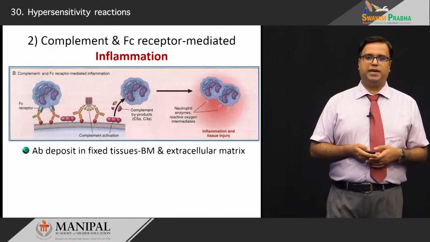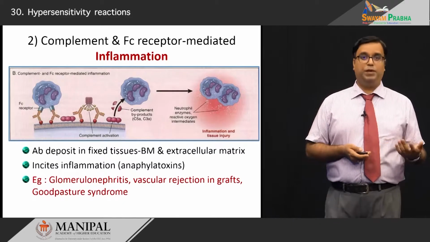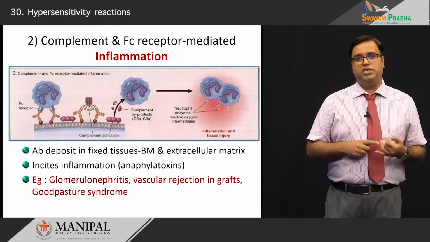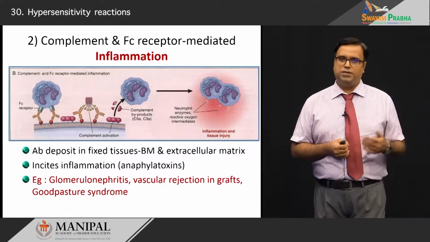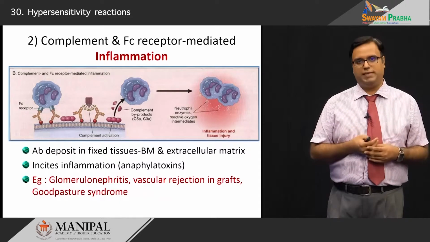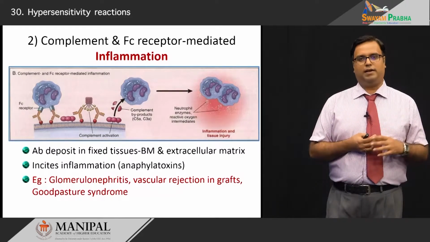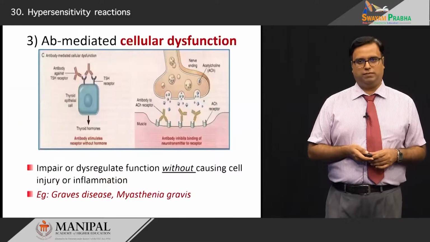The examples I would cite here are typically the ones to do with immune complex toxins such as glomerulonephritis, rejection of the graft, which we will also discuss in due course of immunity classes, and also Goodpasture syndrome, a typical example where the lung and the kidney are simultaneously affected. So this is a clinical example for complement mediated inflammation in type 2 reaction.